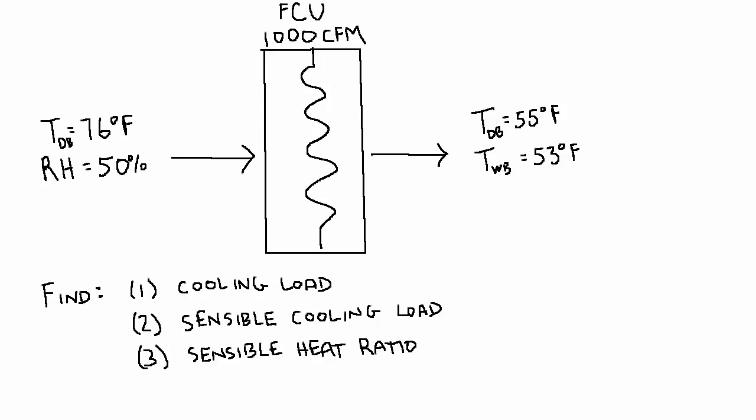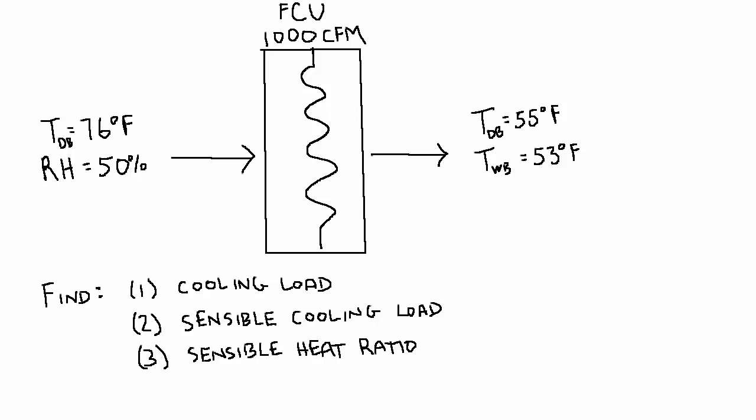This week I wanted to go over a very common question that comes up anytime you have air flowing over a coil. It's not always immediately obvious whether you should use the conditions entering the coil or the conditions leaving the coil to calculate different parameters, such as what is the cooling load, what is the sensible cooling load, what is the sensible heat ratio. So I've cooked up this example to illustrate how different your answers might be depending on what choice you make.